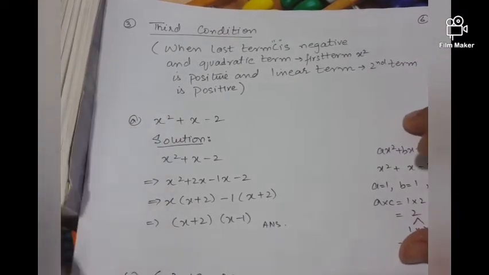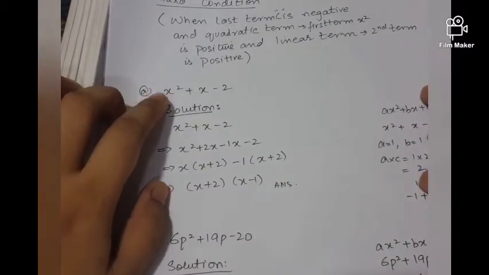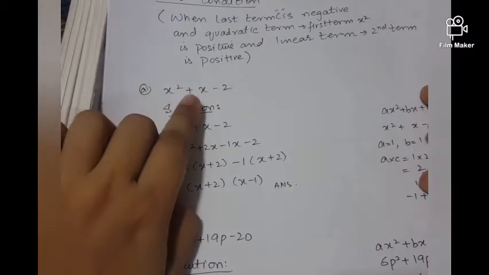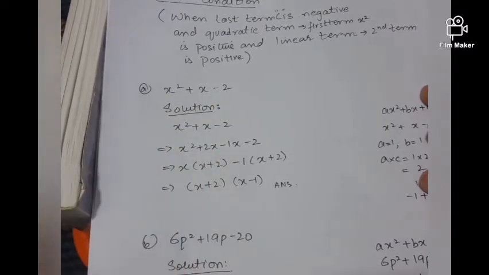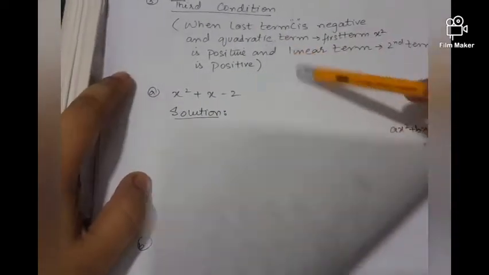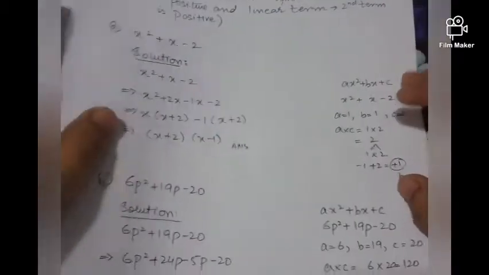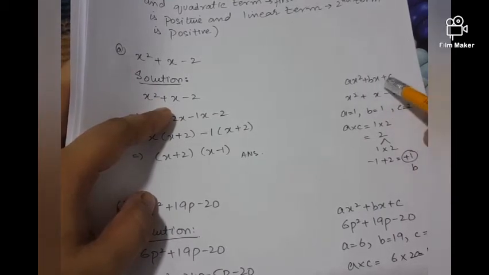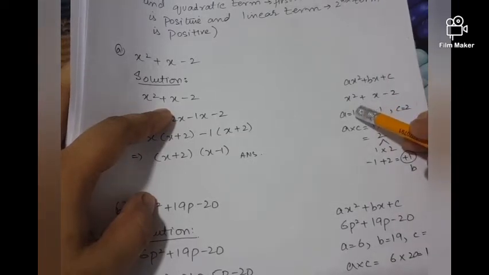Now what does it mean? Let's understand through an example: x square plus x minus 2. Now see, the quadratic term is positive, the linear term is positive, the constant is negative. First, the same procedure: rewrite the question and then move to the general term, that is ax square plus bx plus c. The general term will always be the same. Now rewrite the quadratic term coefficient, the linear term coefficient and the constant.